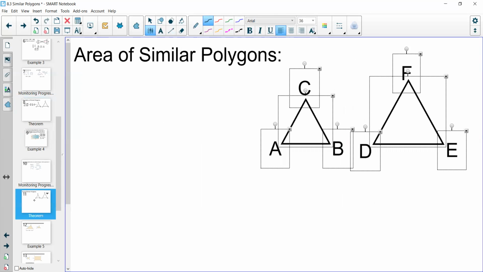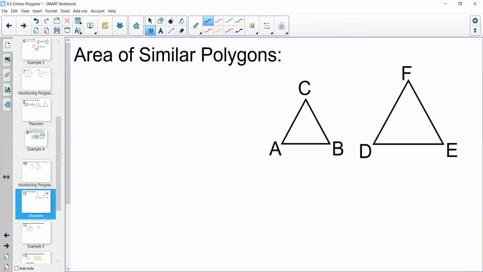The last one that we want to talk about is the area of similar polygons. When we talk about the area of similar polygons, they actually also follow a relationship. If the sides are proportional, the areas are proportional by the scale factor squared. So what does that mean?